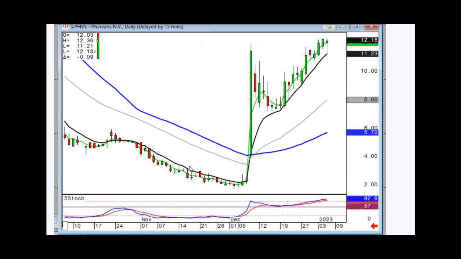We are still long PHVS. You can see what happened here. That was the alert. Not time to get in, not time to get in, not time. Look where it turned around, right smack dab on the T-line.